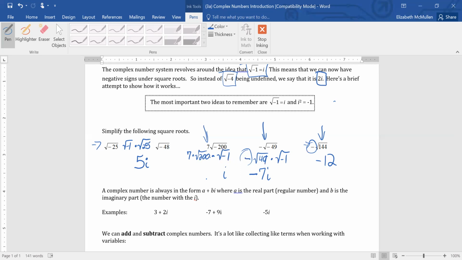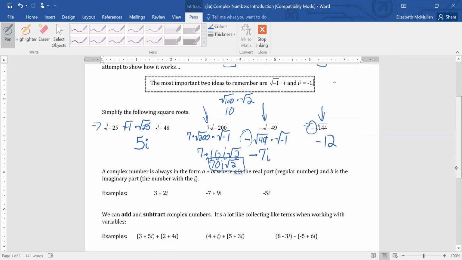So remember what we did? Split this apart. 200 is the square root of 100 times the square root of 2. 100 has a square root, that's 10, so 10 is going to come out. The square root of 2 is going to stay underneath. And then I still have the 7 that I have to deal with. So this is 7 times 10i times the square root of 2. Let's do the multiplication. 70i square root of 2 is our answer. I know that seems like a lot, but you guys are going to be fine.